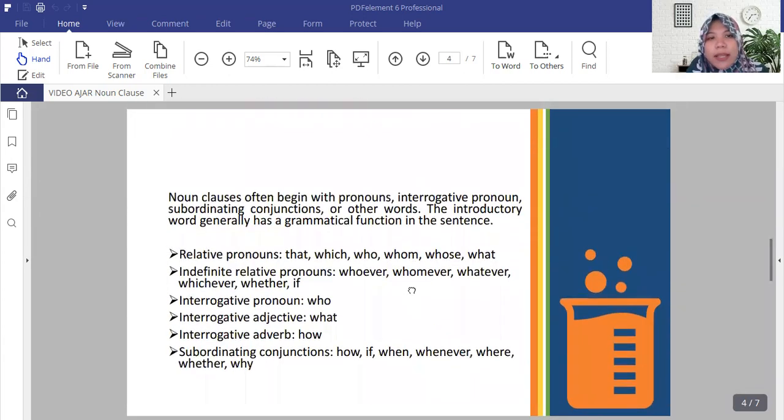So actually, noun clause can begin with many things, such as relative pronouns, indefinite relative pronouns, interrogative pronouns, interrogative adjectives, interrogative adverbs, and also subordinating conjunctions.